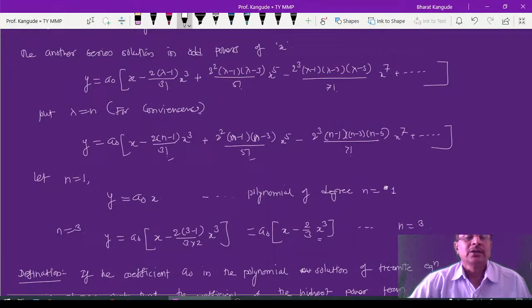Yes, this is n equal to 1. This polynomial was this. We have taken this incorrectly.